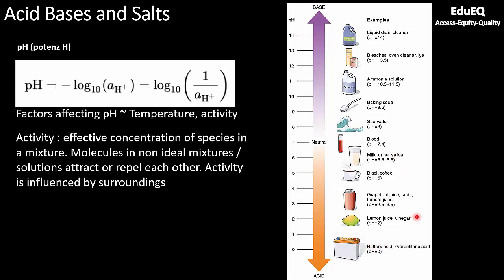So this is just a representation chart, so that you can see that in daily life you are using all these compounds, maybe not ammonia, but you are using baking soda. You have saliva in your mouth, you are drinking coffee, grapefruit soda, juice, tomato juice also, it has a pH in range of 2.5 to 3.5. So these are some practical examples with pH values.